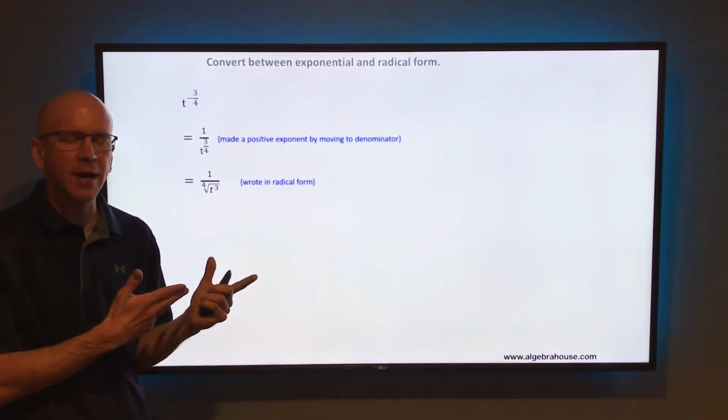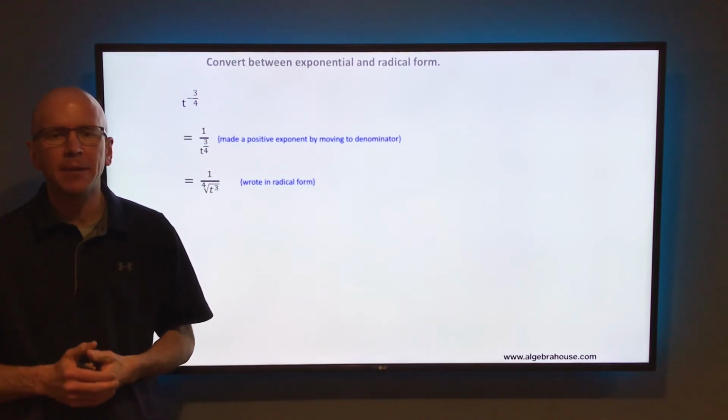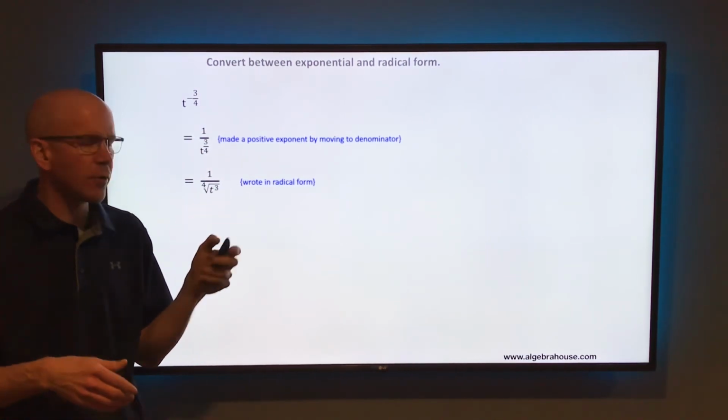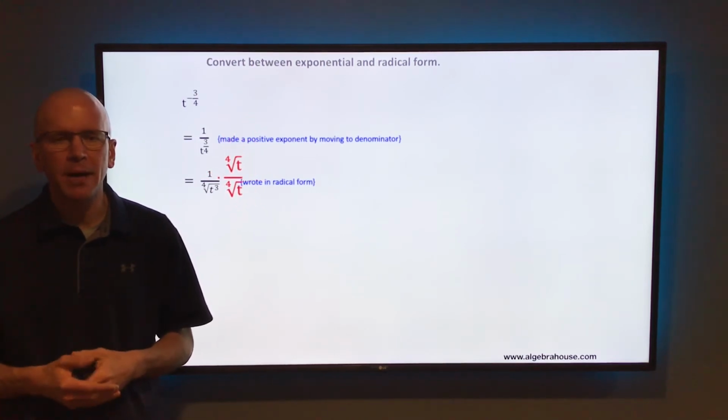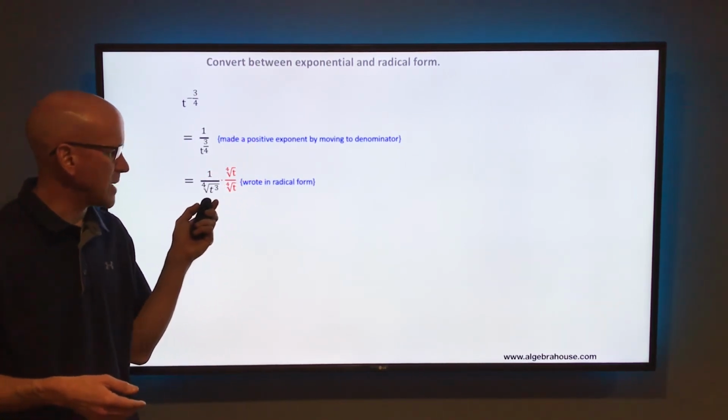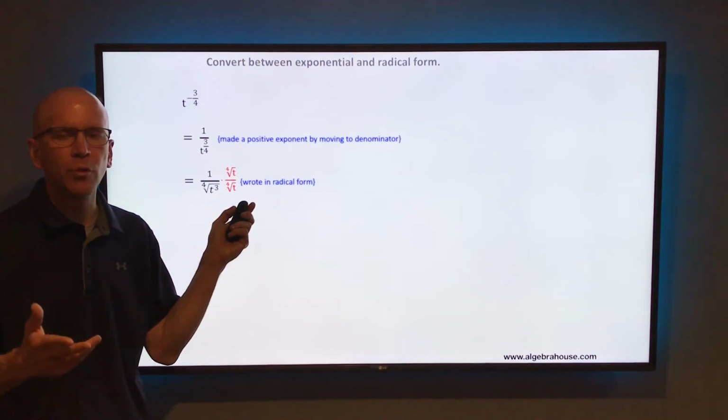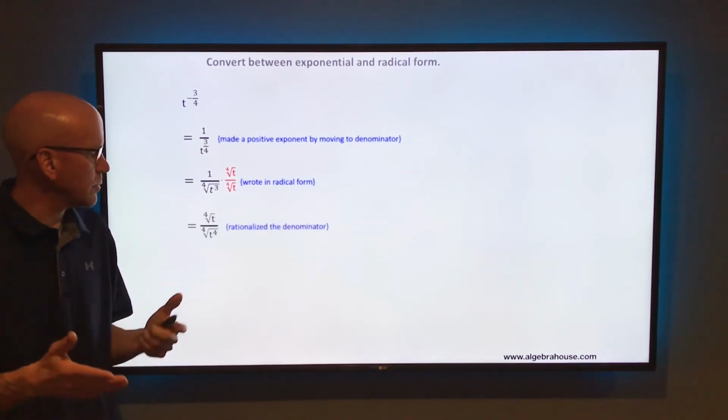Now to be simplified, you have to get rid of the radical sign from the denominator. It's going to make that t to the 3rd into something that has a perfect 4th root. To do that, we're going to multiply the top and bottom by the 4th root of t. That'll make that denominator into the 4th root of t to the 4th, which would be t.